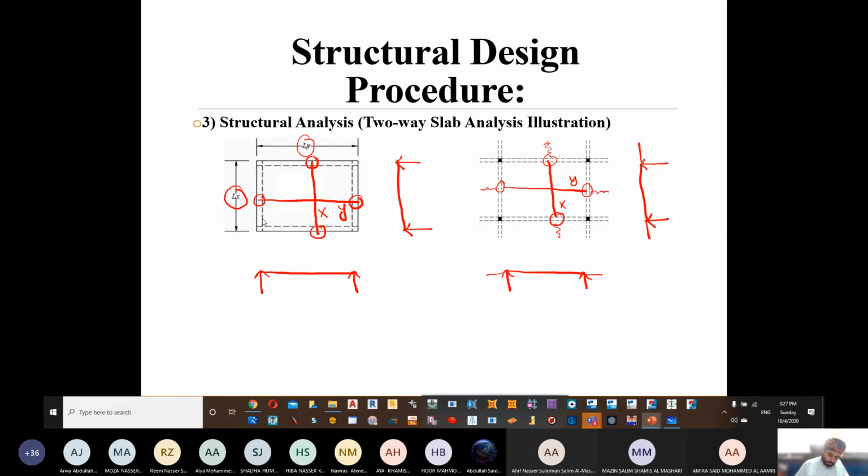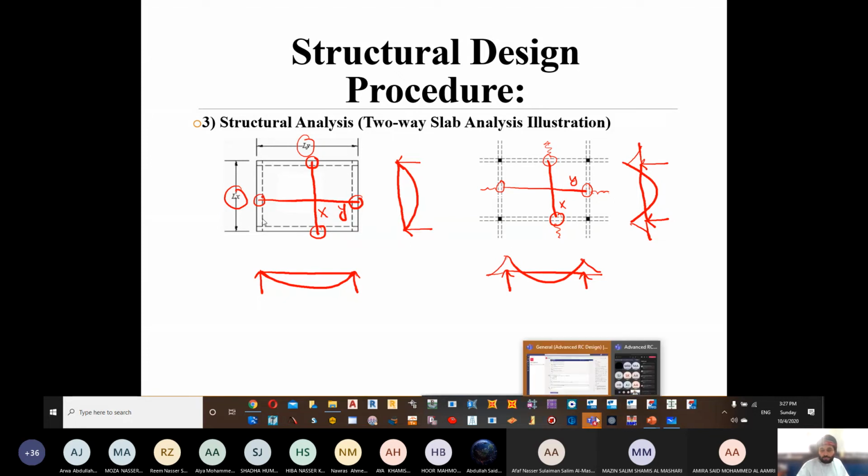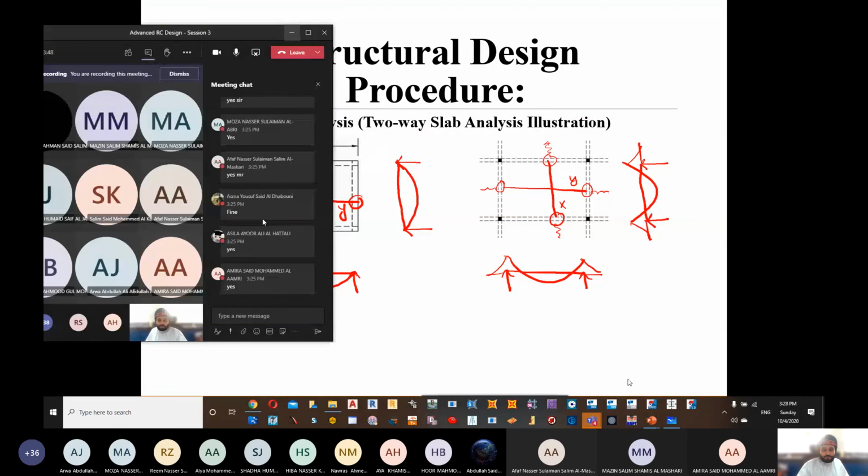Now, if we try to draw the bending moment diagram, this is 0. This is 0. So this is my bending moment diagram. This is 0. This is 0. So bending moment diagram. This one, it has connectivity. So it goes up and then down. Once again, it goes up and then down. Are we clear with this? Are we fine?